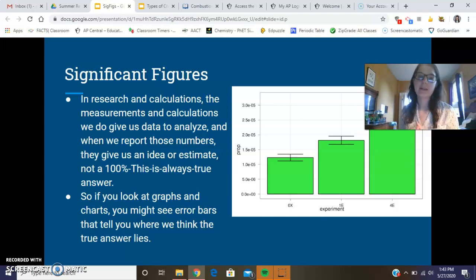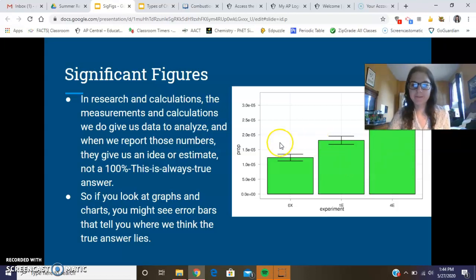So I kind of think of it like if you have glasses, if you take off your glasses and look in the distance, usually you can see fuzzy shapes and colors, but you can't see the specific outline of anything. So it's kind of like that. Sig figs are that rough estimate.